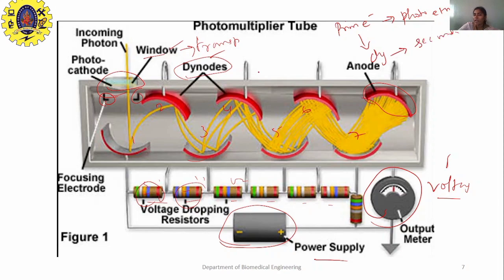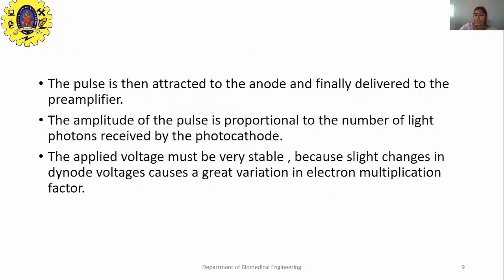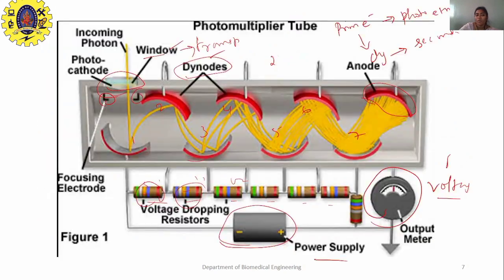For example, you will have the production of 1 or 2 photoelectrons for every 7 to 10 light photons. Sorry, not electrons, here light photons. This is the ratio, and based on this you will have the production of electrons. So in the first case, the primary electrons consist of 1 or 2.